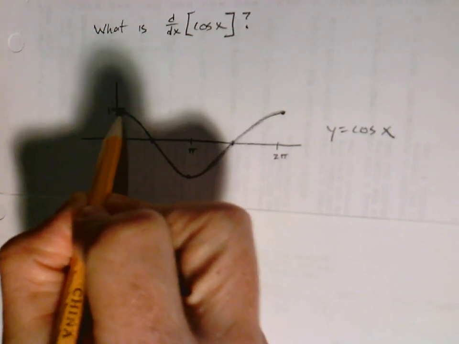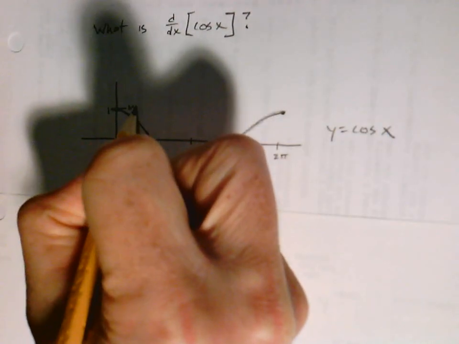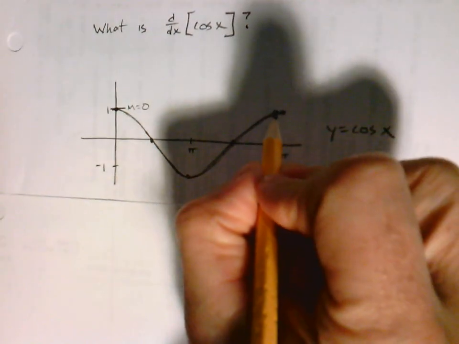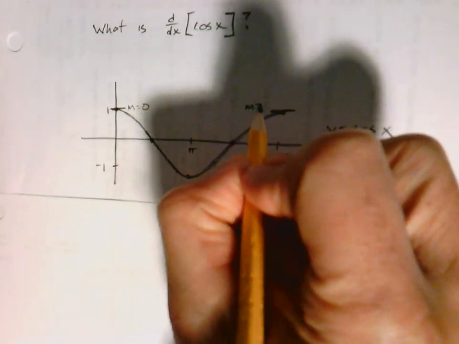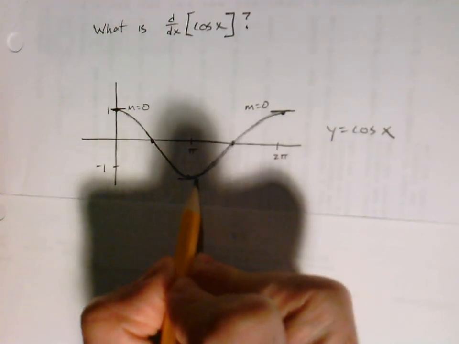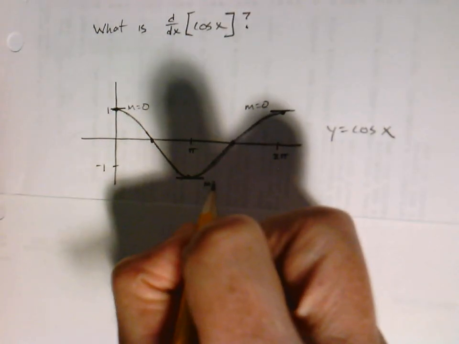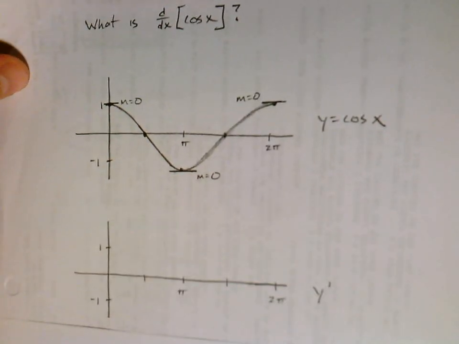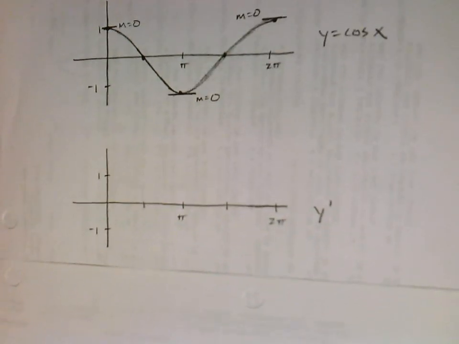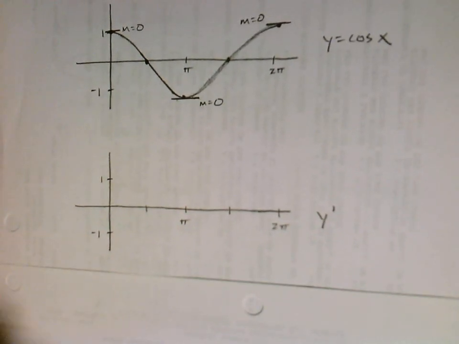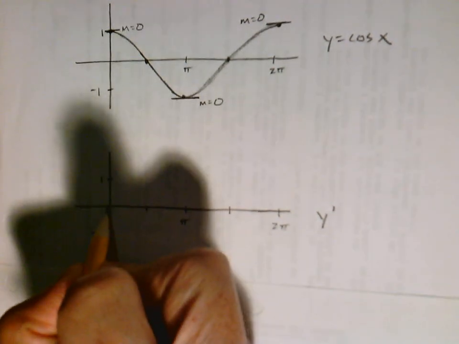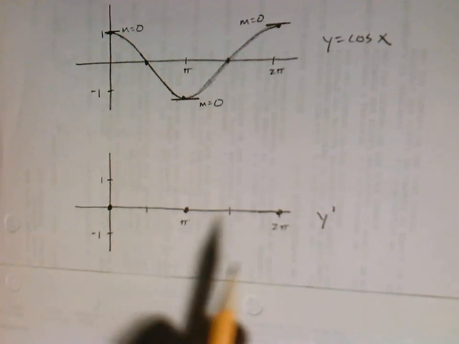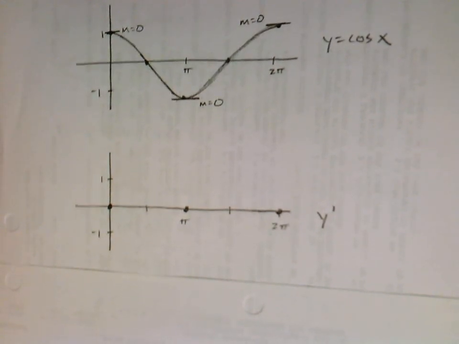So I can tell the tangent line right here is going to be 0. Same thing over here. That tangent line is going to have a slope of 0, I should say. And down here at the bottom, that tangent line has a slope of 0. So I'm going to go back here and do the same thing, going step for step. So if I had 0, 0, 0, well, I'm going to plot those each 0, 0, 0 there for my derivative graph.